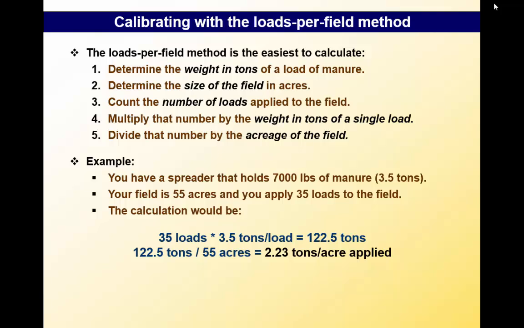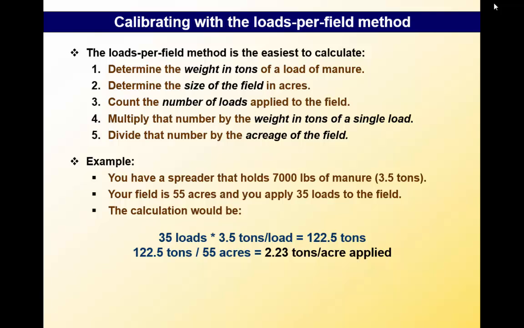Loads per field method is the easiest to calculate because you just keep going. You have to know the weight in tons of a load of manure. You have to make sure that each load would be the same amount. Determine the size of the field in acres. Count the number of loads applied to the field. Multiply that number by the weight in tons of a single load. And divide that number by the acreage of the field.